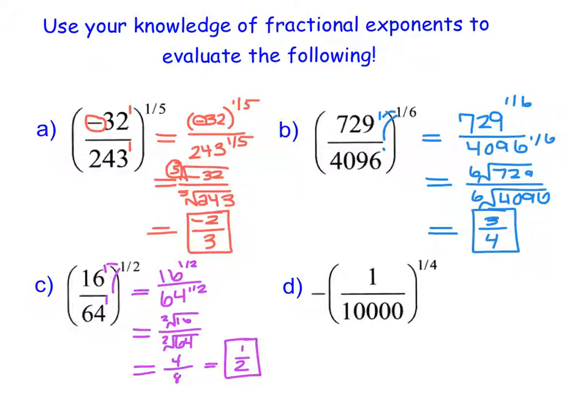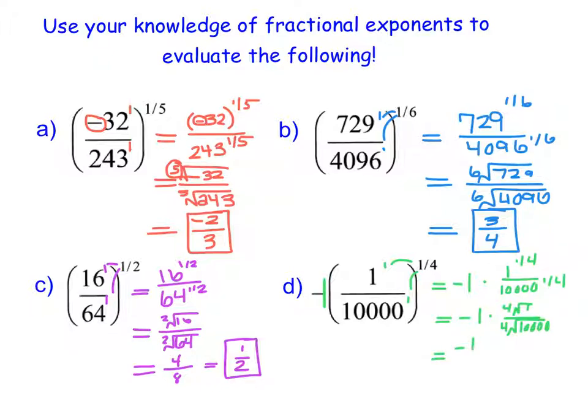And then finally, my last example here, this negative out in front, I remember, is just a -1. So I'm going to leave that out until the very end. So I have -1 times, okay, these are both going to be multiplied by a 4th. So I have 1 to the power of 1/4 over 10,000 to the power of 1/4. So I rewrite this with roots, leaving that -1 on the outside. So I have the 4th root of 1 over the 4th root of 10,000.